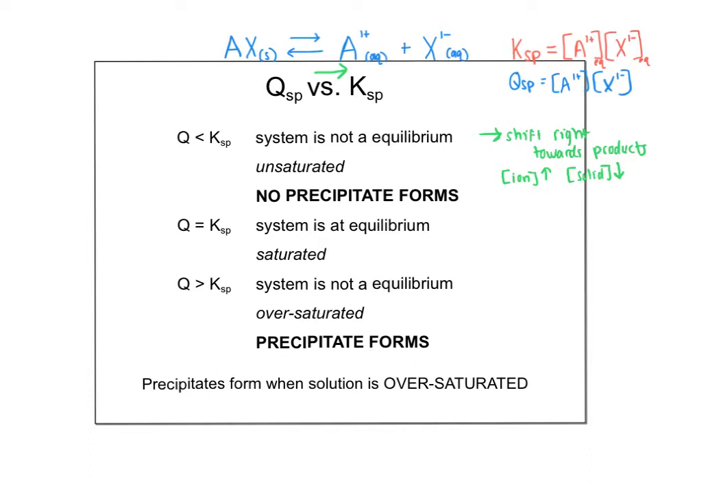If Q is equal to K, that means we are at equilibrium and it is perfectly saturated. So no more could possibly dissolve, but that is our equilibrium for these reactions.